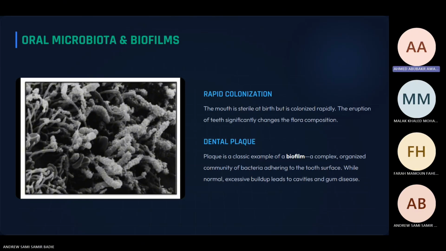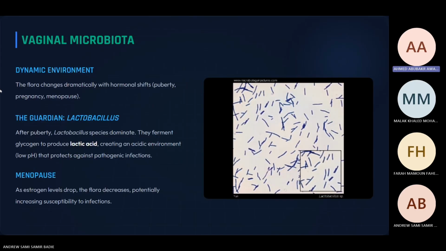Next is the vaginal microbiota. This ecosystem is actually incredibly dynamic. After puberty, Lactobacillus takes over, and it's the main hero bacteria there. They eat glycogen and produce lactic acid, which keeps the environment acidic, and the low pH keeps the bad bacteria away.